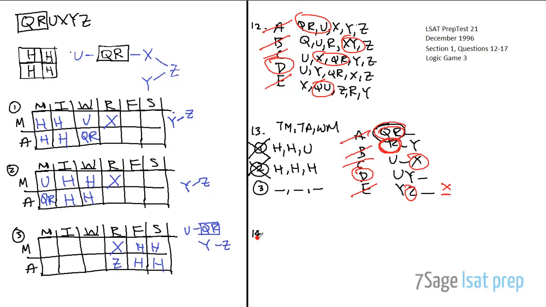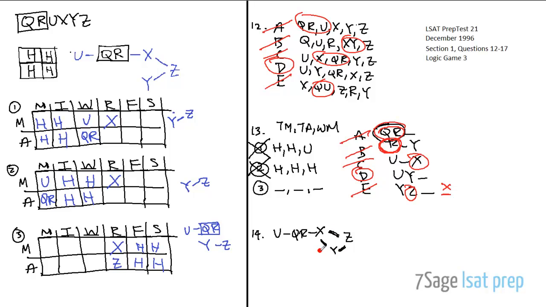Okay, let's do one more. Question 14. If Y is interviewed at some time after X. Okay, so now not only do we know the relationship between X and Z, now we know the relationship between Y and Z as well. So now there's two things behind X. So it looks like U to QR to X goes to Z. Y is also before Z, but then X comes before Y. So now we know the relationship between all of these elements.